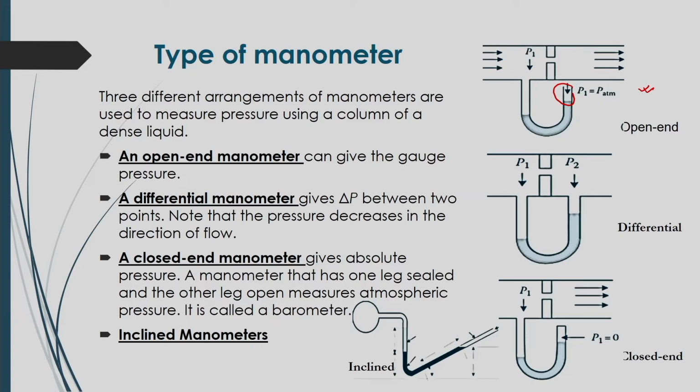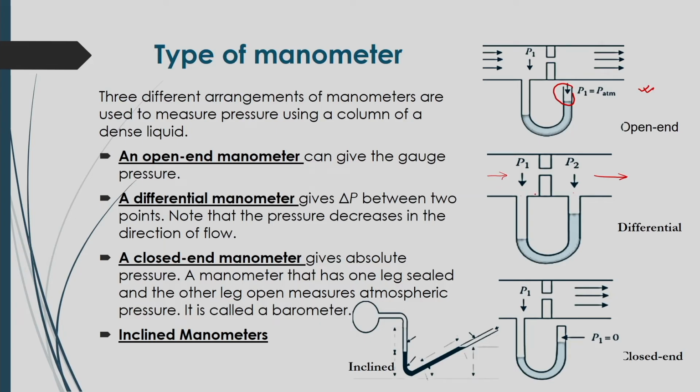Another is the differential manometer. In this case, both legs are connected to the process system, for example if a fluid is flowing through a pipe, then the manometer legs are connected at points 1 and 2. It gives you the pressure difference, which is why it is called a differential manometer. You have to remember that the pressure decreases in the direction of flow. So if the pressures are P1 and P2 at points 1 and 2, the pressure at point 2 will be lower, whereas at point 1 it will be higher.